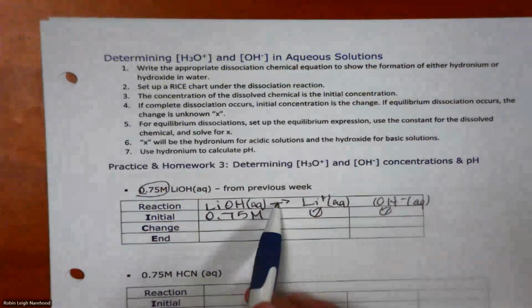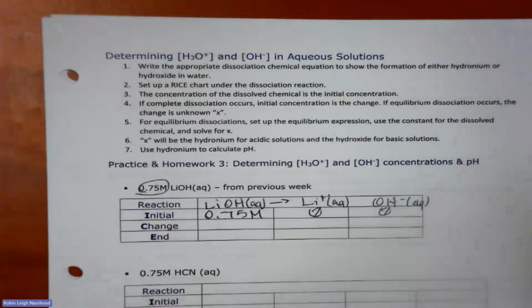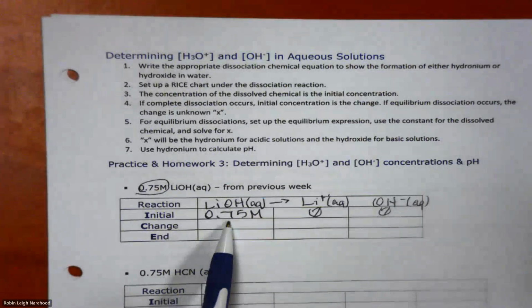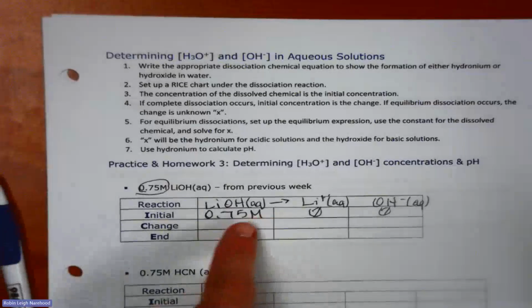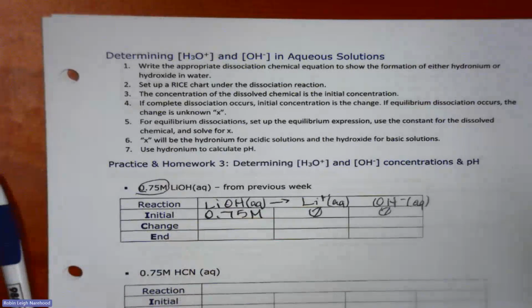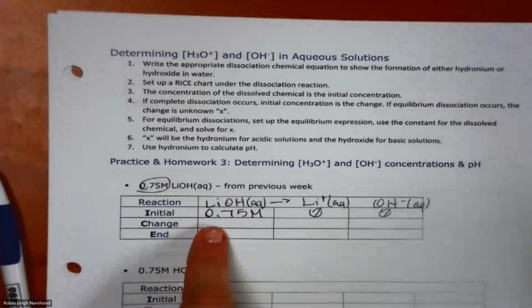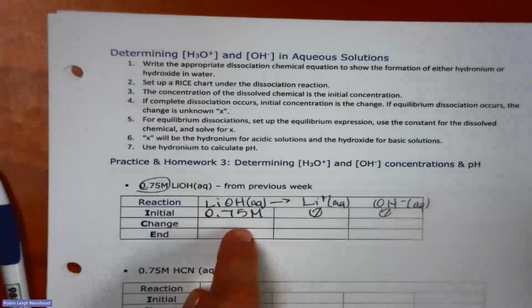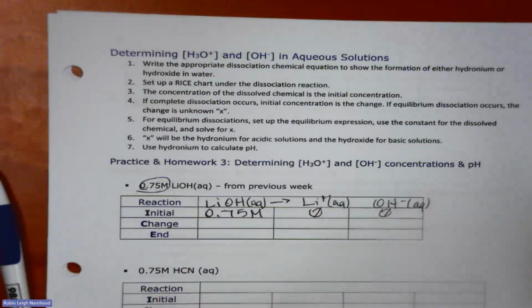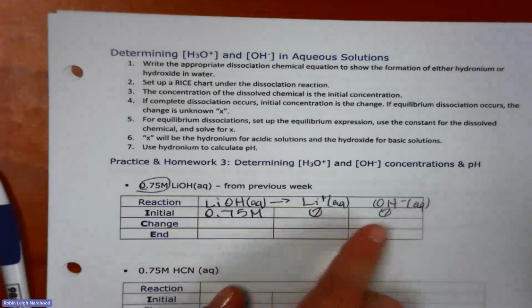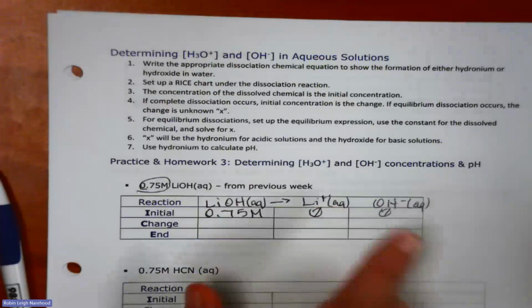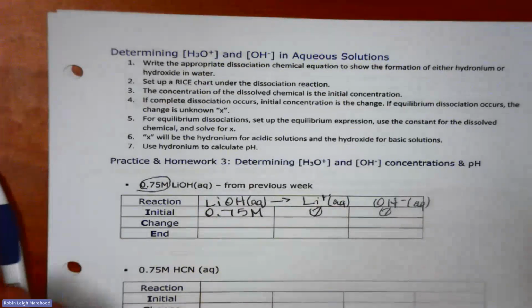This is just a solution. It's nothing in equilibrium. So what is our change? 0.75. There are two kinds of change. If it is something that completely has dissociated, this is ionic. We did these charts last week also. If it all dissolved, then all of this has turned into ions. Again, this is not solubility of an ionic compound. This is just already dissolved.